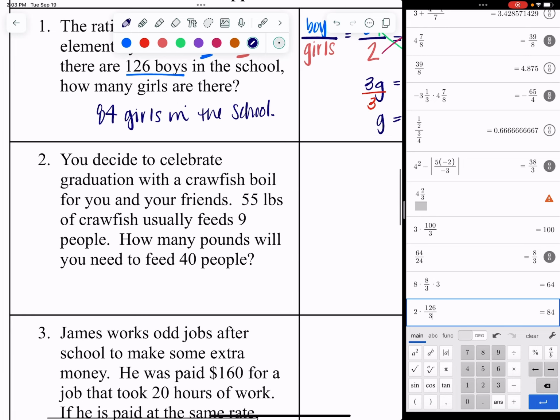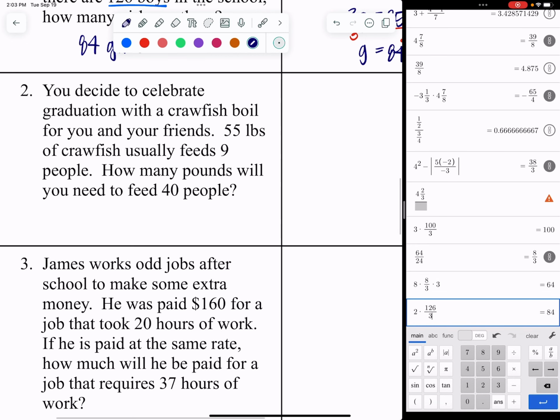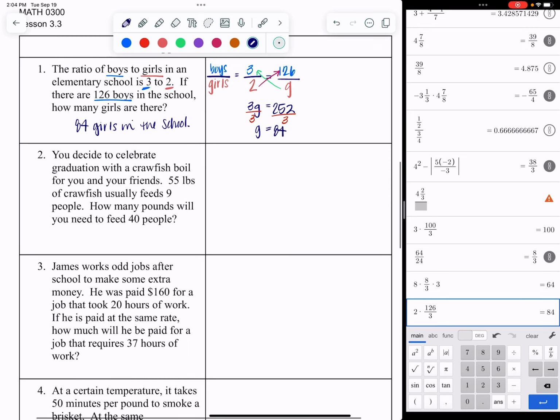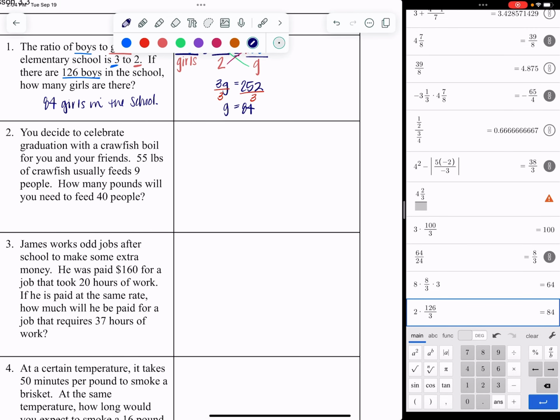So let's look at a different one. You decide to celebrate graduation with a crawfish boil for you and your friends. 55 pounds of crawfish usually feeds 9 people. How many pounds will you need to feed 40 people? I don't even think I know 40 people, but that's okay. I'm going to set this up the same way I did the other ones.